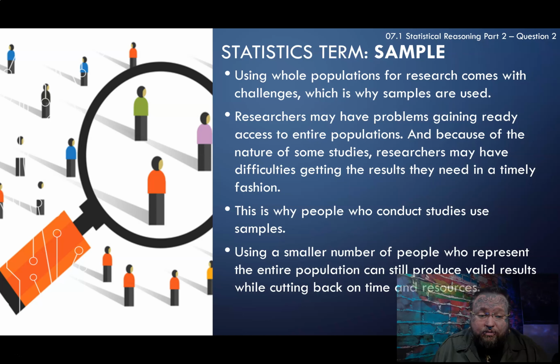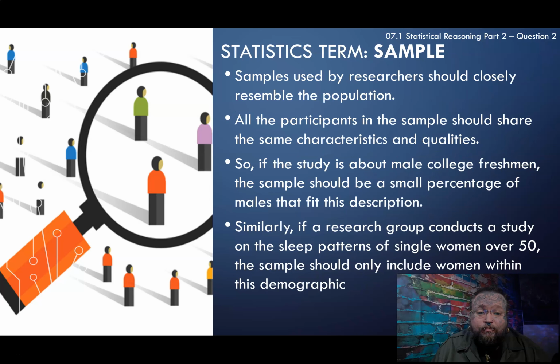So using a smaller number of people who represent the entire population can still produce valid results while cutting back on time and resources, as long as you make sure you're choosing the proper sample method and using a proper sample size, and that it properly represents the actual population. This is part of the sampling method that we're going to be coming up to. All participants in the sample should share some characteristic or quality, so the overall characteristics you're looking for in the population should be mirrored within there. But if there are differences within the population beyond just that one characteristic, how are you also taking that into account so as not to oversample one group versus another?